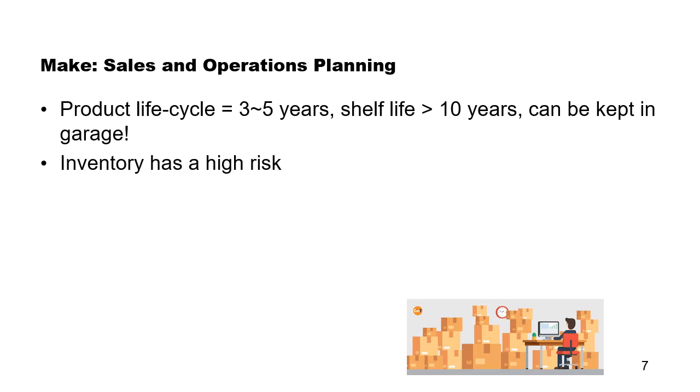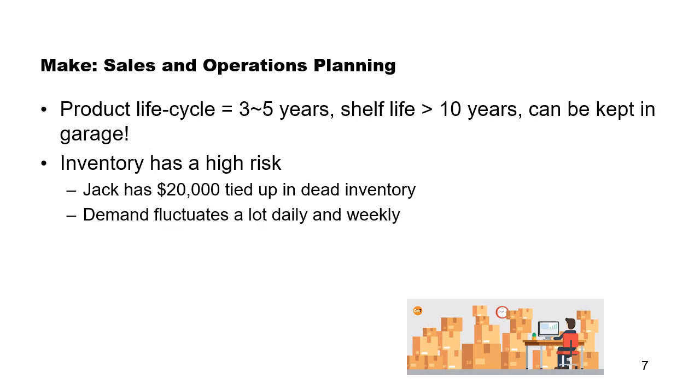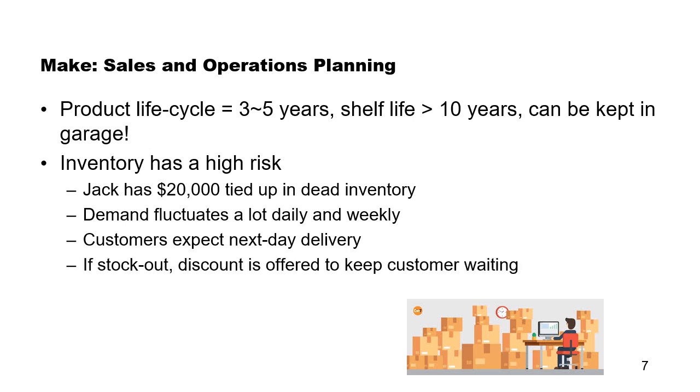Inventory represents a high risk for Jack because of the money tied in it. For instance, Jack still has about $20,000 tied up in a dead inventory. Demand fluctuates a lot daily and weekly, and customers expect next day delivery. If stockout, discounts are offered to keep customers waiting.